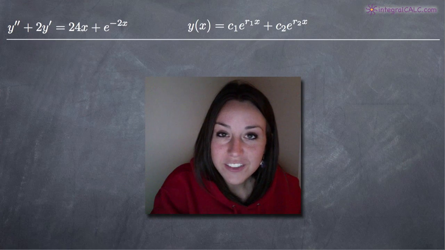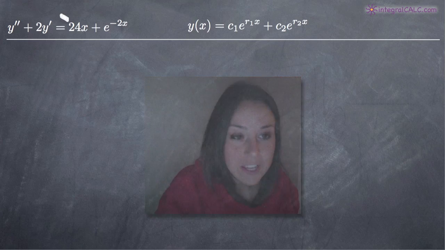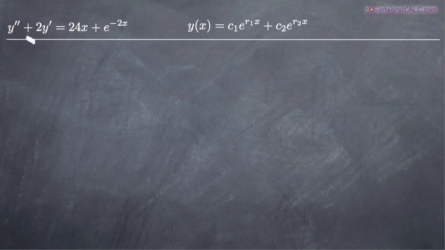Today we're going to be doing another second order non-homogeneous differential equations problem. In this particular problem we've been given the equation y double prime plus 2y prime equals 24x plus e to the negative 2x. The thing that makes this equation non-homogeneous is the fact that the right hand side, 24x plus e to the negative 2x, is not equal to 0.